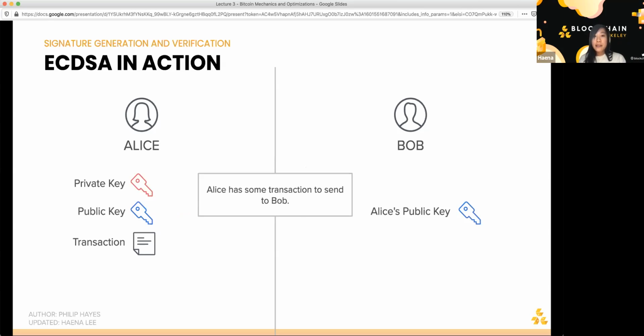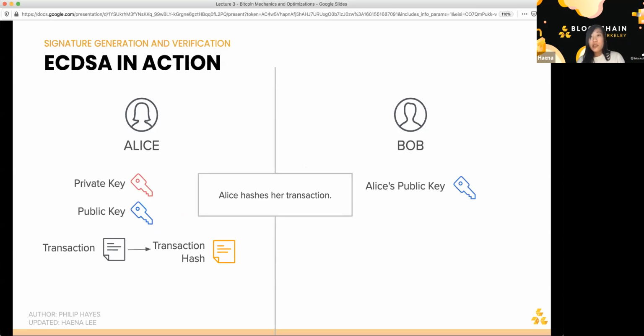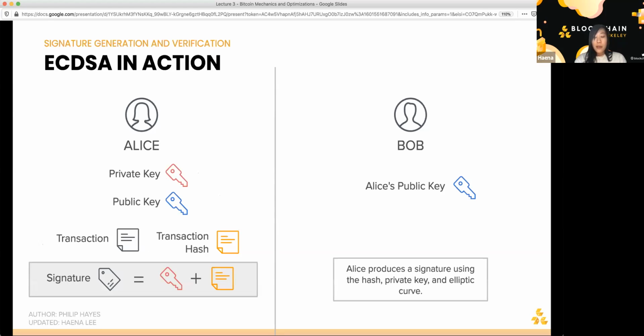All right, so now Alice has some transaction that she wants to send to Bob. So she creates a transaction, but before she sends the transaction to Bob, she also wants to create a signature that will allow her to verify that yes, she is the person that created this transaction. And in order to create that signature, Alice needs to first hash her transaction. So she produces a transaction hash. And then using her private key and the transaction hash, she'll produce a signature.